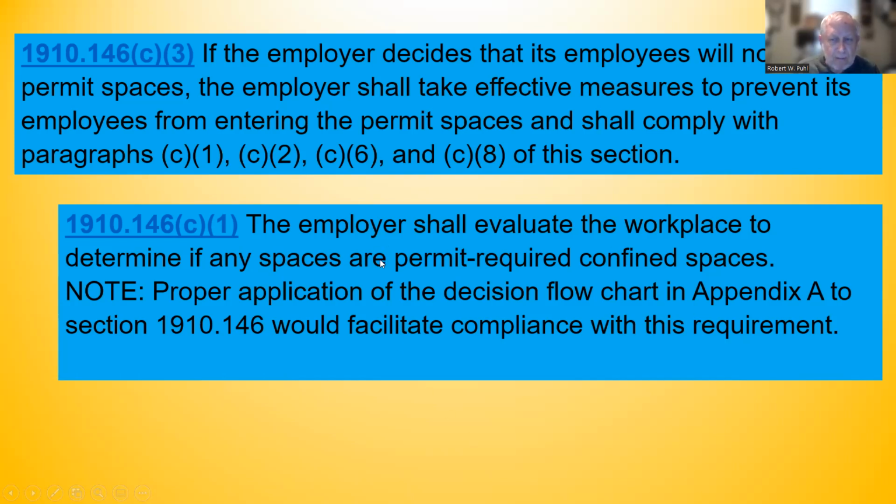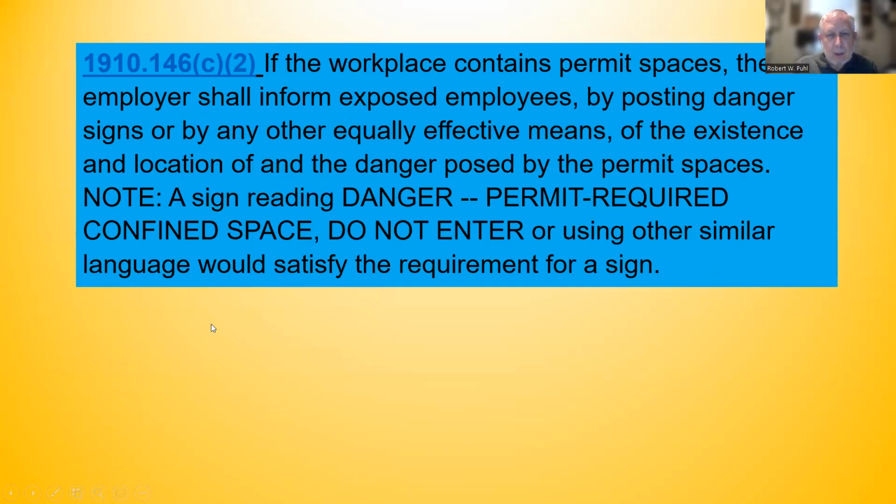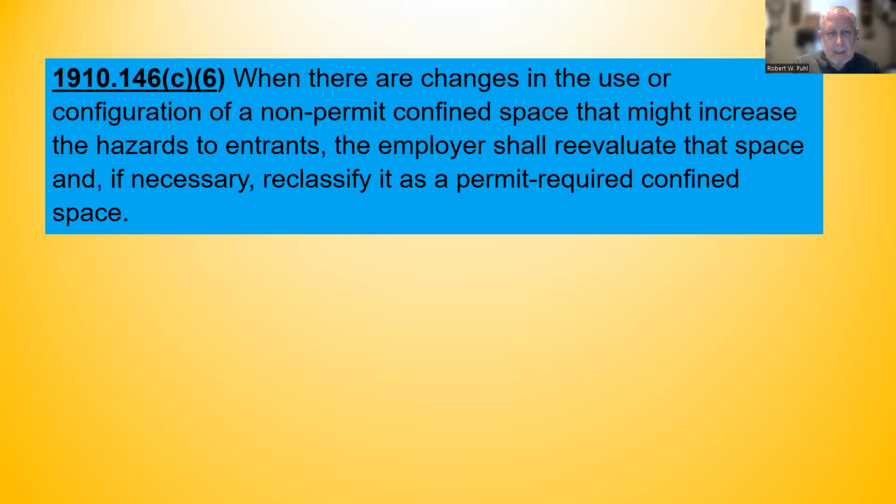C1 says the employer shall evaluate the workplace to determine if any spaces are permit-required confined spaces. Note, proper application of the decision flowchart in Appendix A would facilitate compliance with this requirement. So it's basically coming back to itself there. And then C2: if the workplace contains permit spaces, the employer shall inform exposed employees by posting danger signs or by any other equally effective means of the existence and location of and the danger posed by the permit spaces. And there's that same notice about signs.